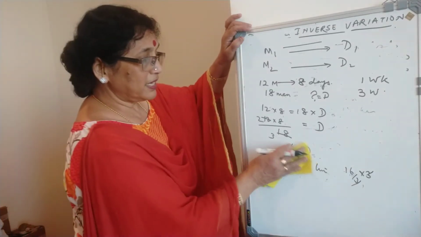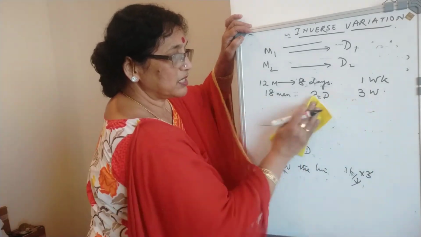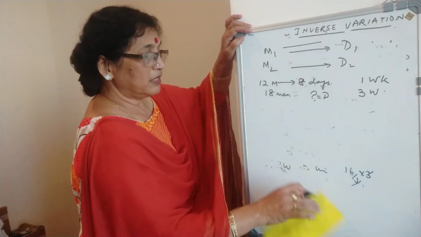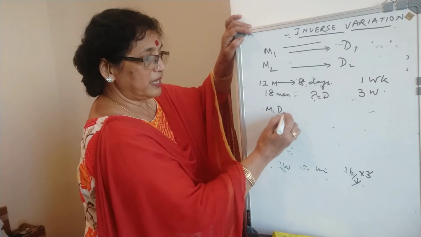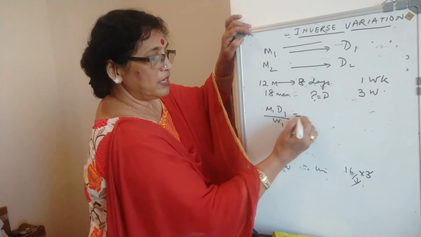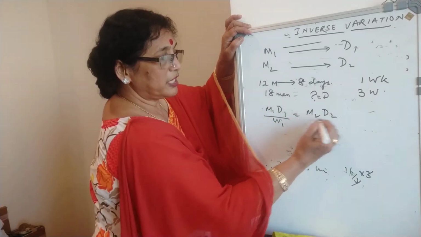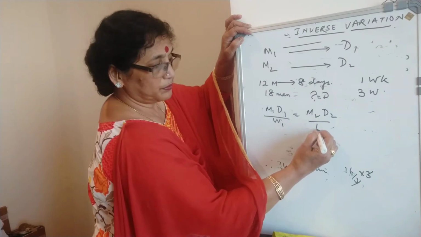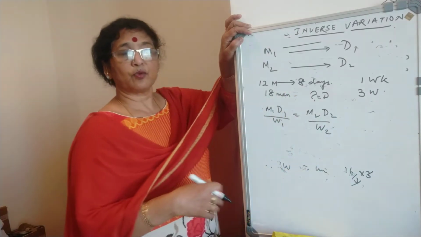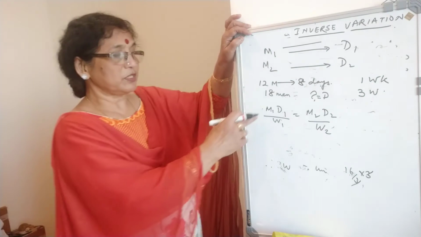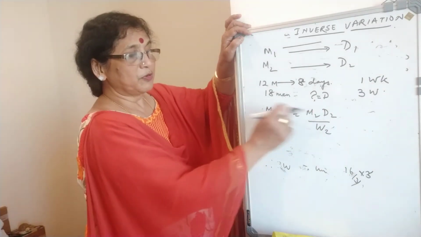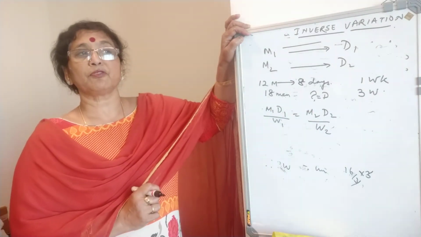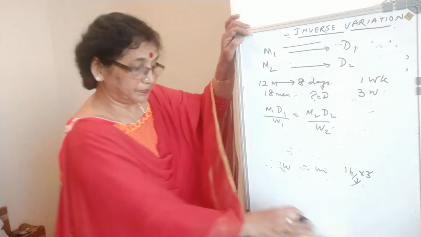So basically, you know what we teach the other children, little bigger children. This is man 1, days 1 by work 1 equals man 2, days 2 by work 2. So work, because inversely proportional quantities are multiplied, directly proportional quantities we are dividing.